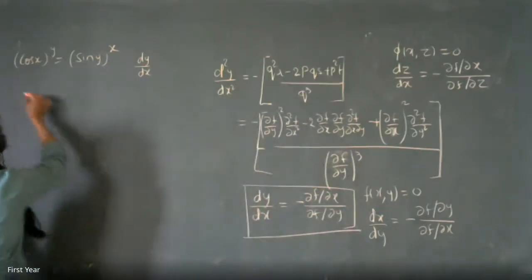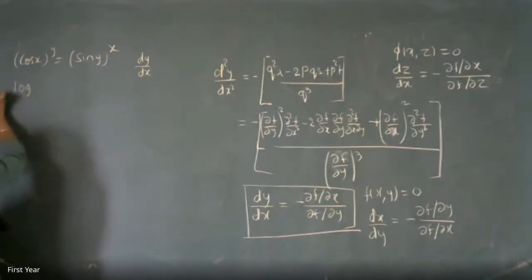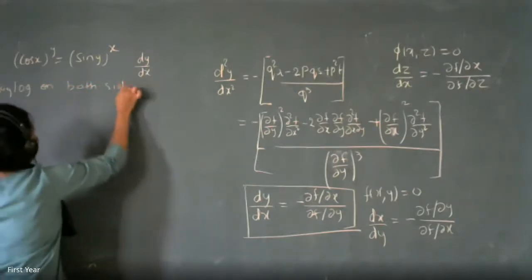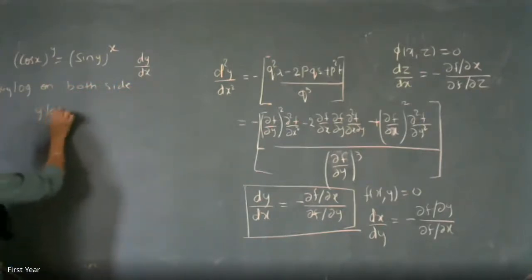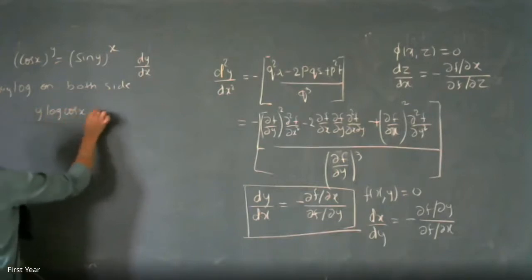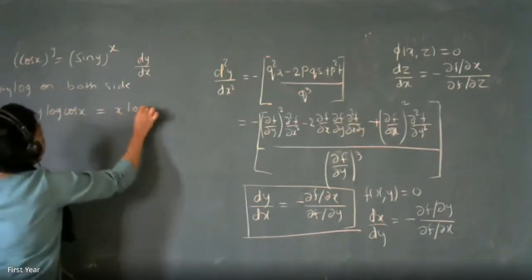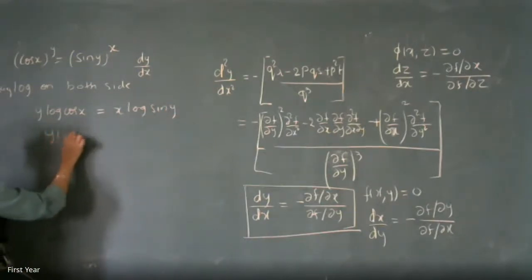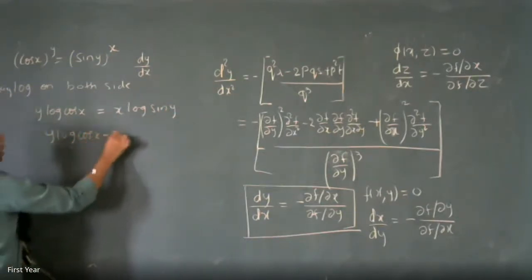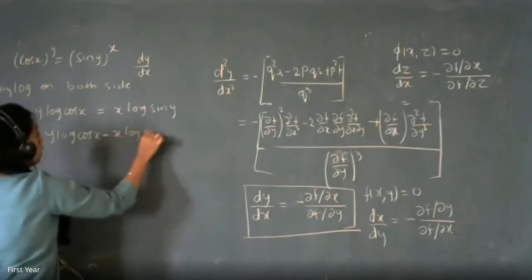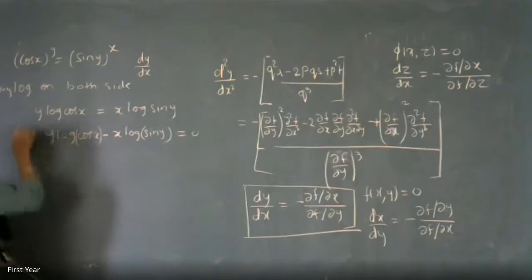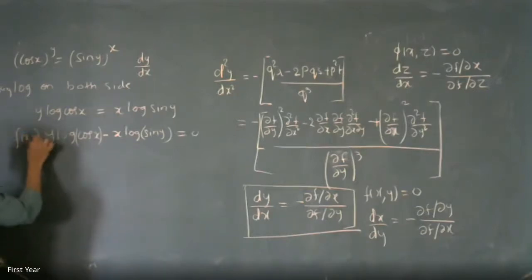Okay. So first take log on both sides. Taking log on both sides, what will we get? y log of cos x is equal to x log of sin y. That is, y log of cos x minus x log of sin y is equal to 0. So this is the function f of x comma y.